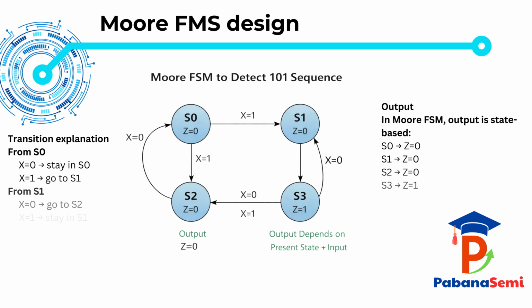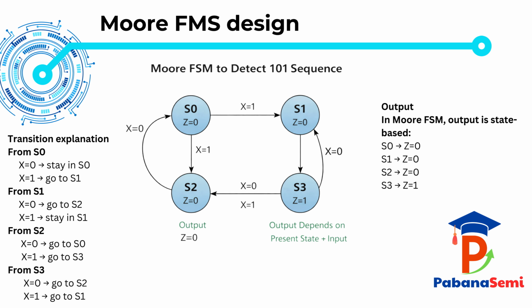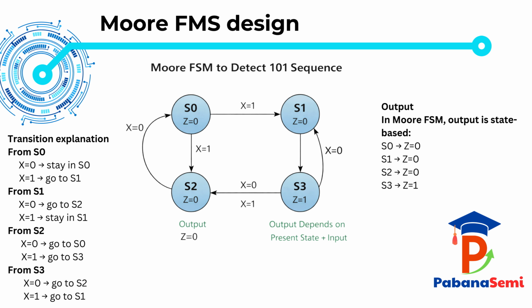Now let us understand a Moore FSM design example by using a 101 sequence detector. The goal of this FSM is to detect the binary pattern 101 in a serial input stream. In this design, we use 4 states: S0, S1, S2, and S3. State S0 is the initial state where no part of the sequence has been detected yet.